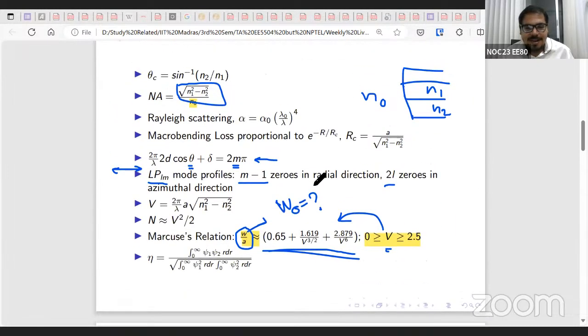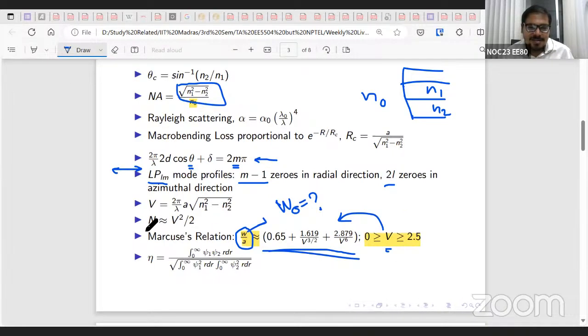Approximate number of guided modes is this.